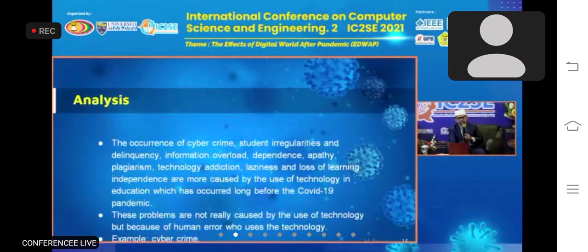The occurrence of cybercrimes, student irregularities and delinquency, information overload, dependence, apathy, plagiarism, technology addiction, laziness, loss of learning independence. These are the problems that come up in the online learning process, more caused by use of technology in education, which has occurred long before. So the problems caused by the use of technology do not happen only during the pandemic, but long before the pandemic.